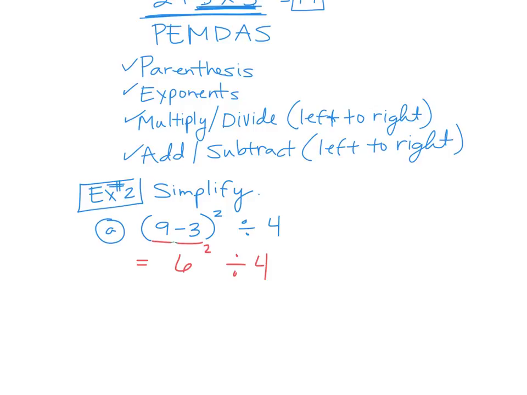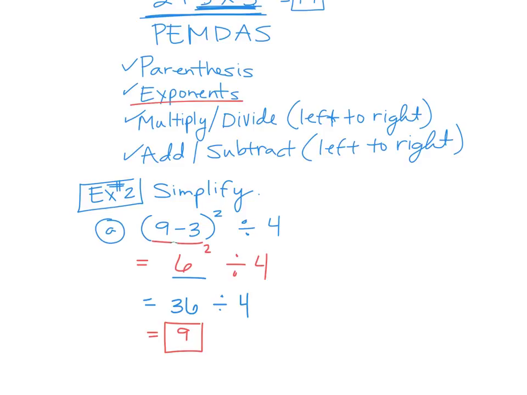So that's E. So our E, next thing, is exponent, right? So for our exponent, we're doing 6 squared, which is 36. And then we have divided by 4. Okay, so that'd be your next problem to solve. And there is only one operation left. Okay, so you're going to do the division. 36 divided by 4 is what? 9. So your simplified answer is 9.